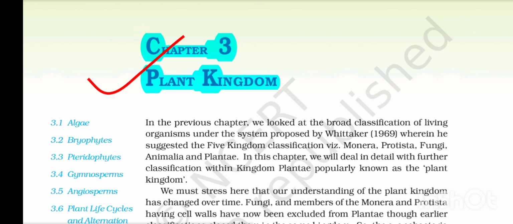Hello, so today's chapter is chapter number 3, Plant Kingdom. In the previous chapter, we looked at the broad classification of living organisms under the system proposed by Whittaker in 1969, wherein he suggested the five kingdom classification, which is Monera, Protista, Fungi, Animalia, and Plantae. In this chapter, we will deal in detail with further classification within kingdom Plantae, popularly known as plant kingdom.